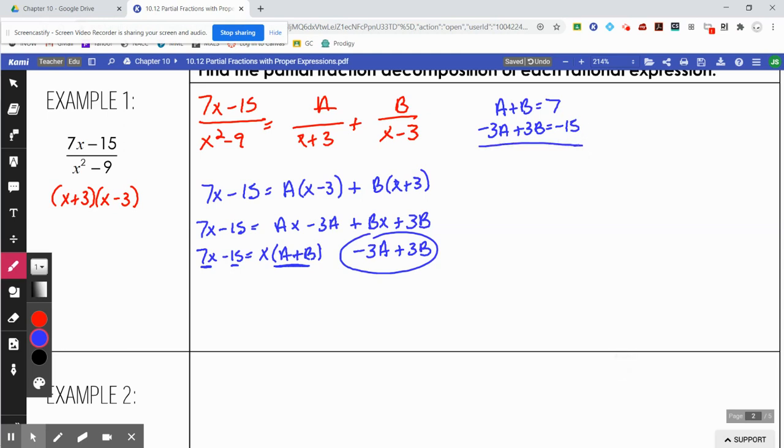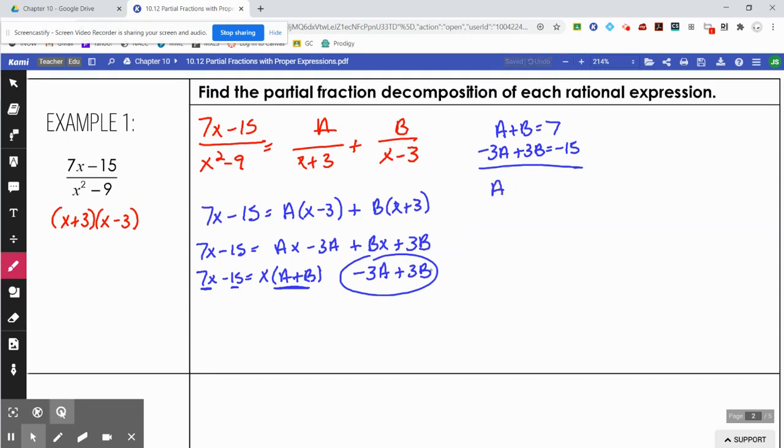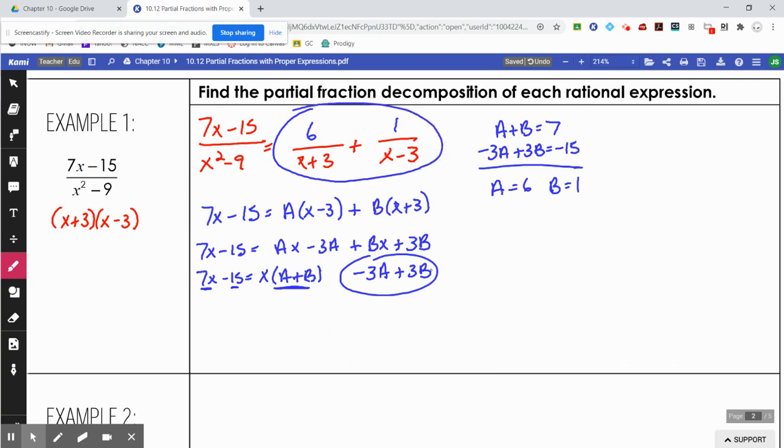Solve the system. I'm not going to go through the steps of solving it, but you can solve your system with substitution, elimination, Cramer's, graphing, so many methods. You could even use reduced row echelon form. When you do, here's what you get. A equals 6 and B equals 1. And instead of going back and rewriting everything, you can just come up here and in the place of A put a 6, in the place of B put a 1, and there is your fraction decomposition.